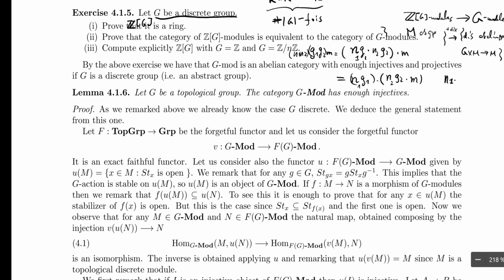Just n1 times identity of G plus n2 times identity of G acting on G. It is n1 plus n2 identity of G. I am sorry. This also equals n1 identity G, yeah, n2 identity G, yeah. There's a summation.